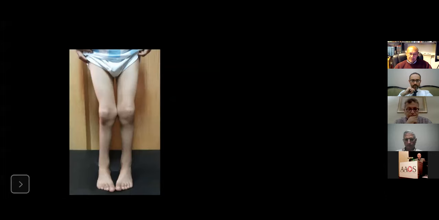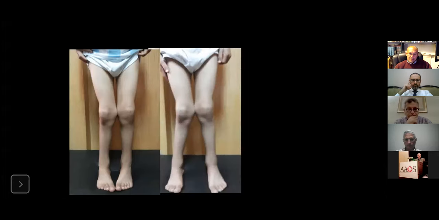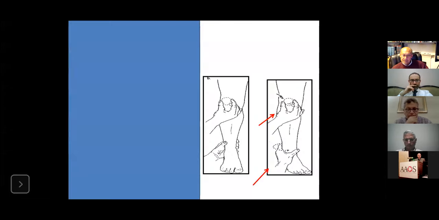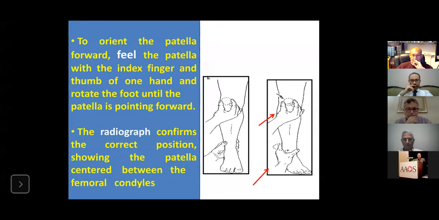So this is faulty alignment. This is still faulty alignment. We have marks here for the patella. The right one is the right alignment, with the patella looking forward, irrespective of the position of the feet. How to do this? By two fingers, you feel the patella, move it from side to side, and center it over the femoral condyles and make it perpendicular to the coming beam of the X-ray, irrespective of the position of the foot.